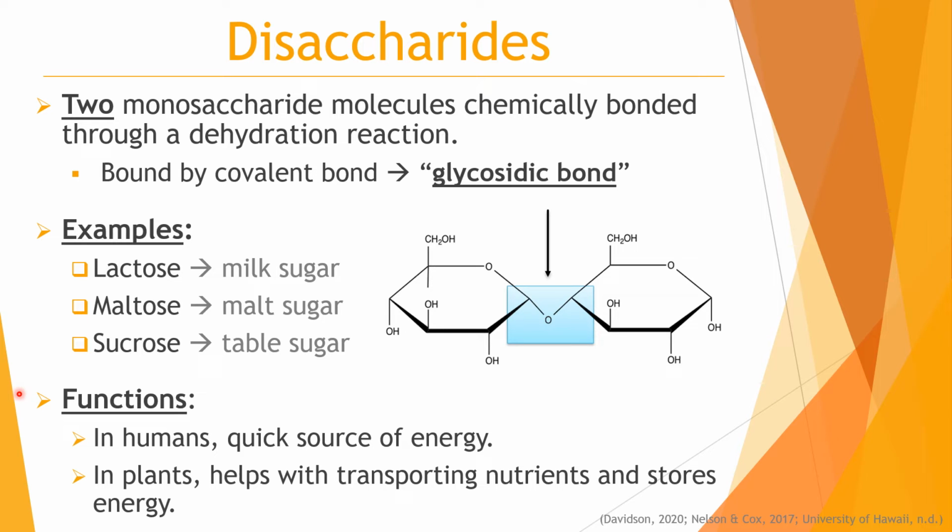In humans, these disaccharides provide a quick source of energy. In this case, digestive enzymes are able to break down disaccharides into their monosaccharide forms, and that can easily be converted into energy for the host. In plants, these disaccharides can also help them store energy, as well as transport nutrients from the leaves to the roots and vice versa.